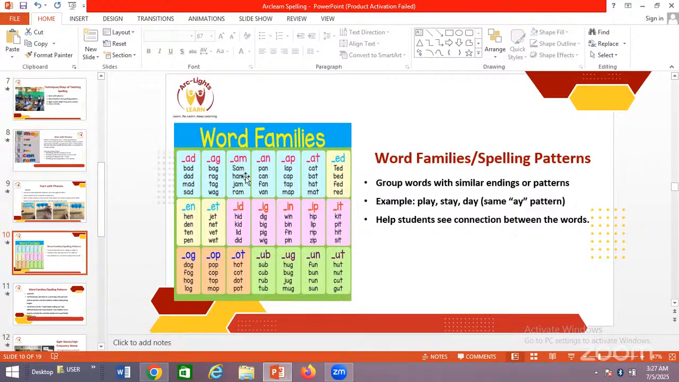Now, this is a chart you can have in your class. Or you could choose not to have it, because sometimes when children see this, they don't bother thinking. They just go to the chart and copy. So you could have it, or you could make your own on flashcards. When children are able to connect this ending, they can make a connection between the words and the family. Then they're able to put the words together.